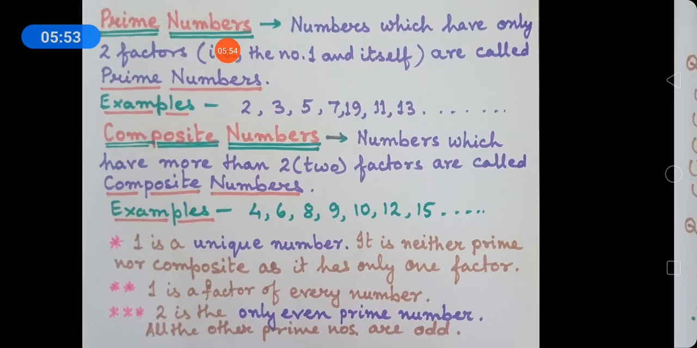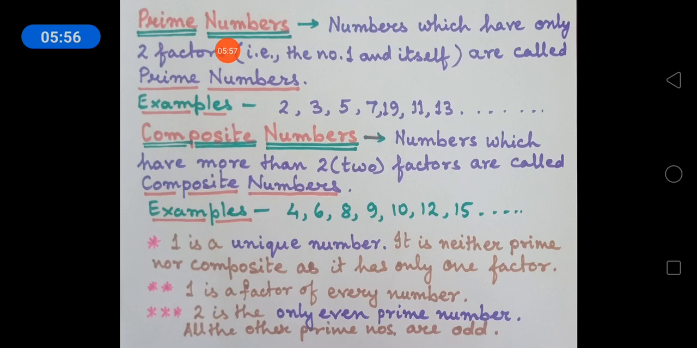Now we will discuss prime numbers and composite numbers. Now what are prime numbers? Numbers which have only two factors, that is the number 1 and itself, are called prime numbers. Like 2, 3, 5, 7, 11, 13. 2 has only two factors, that is 1 and the number 2 itself. In the same way, 3 also has only two factors, the number 1 and number 3 itself.